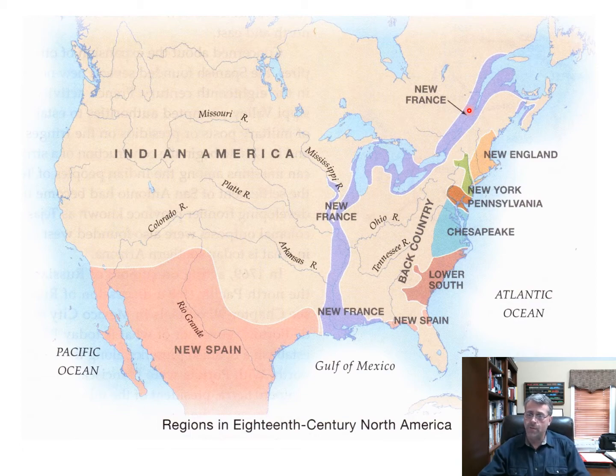To put this in terms of numbers, by the time we get to the mid 1700s, there's about 1.5 million British colonists living in North America over here on the East Coast, compared to only about 85,000 French colonists living in this whole entire region. So just in terms of numbers, the French have a much smaller presence here than the British.